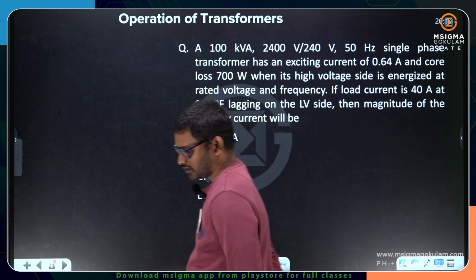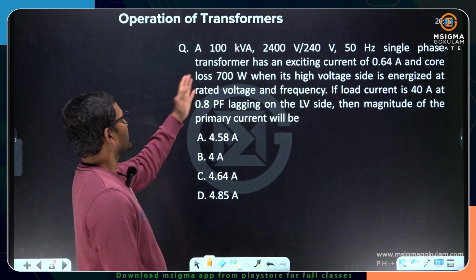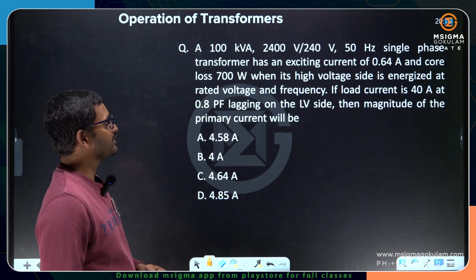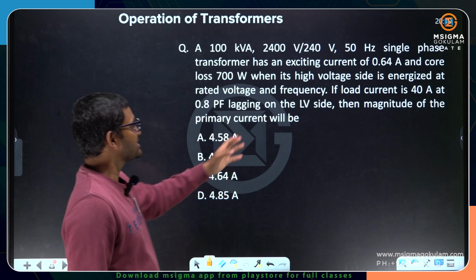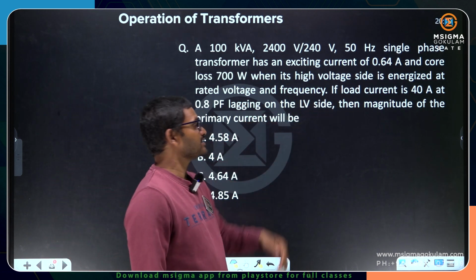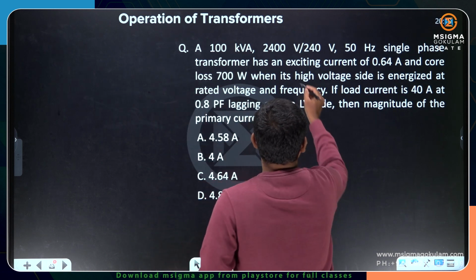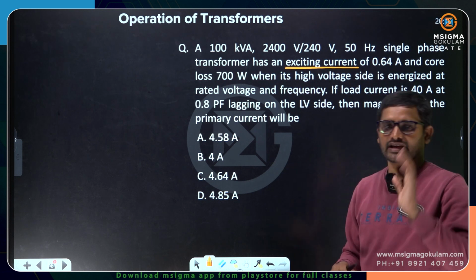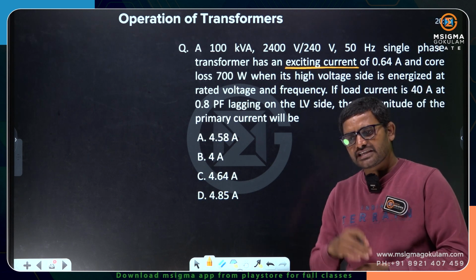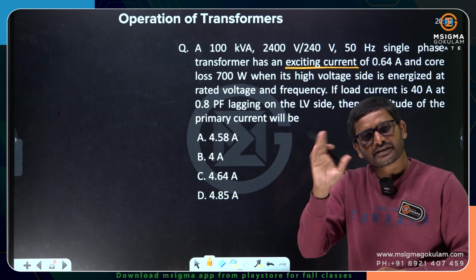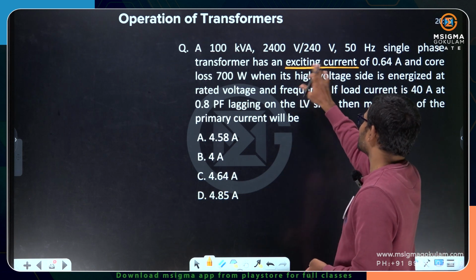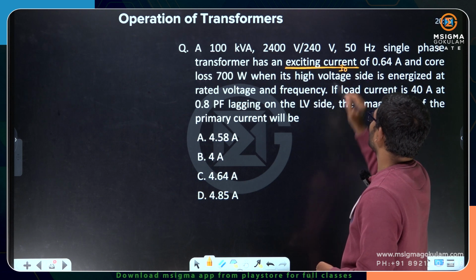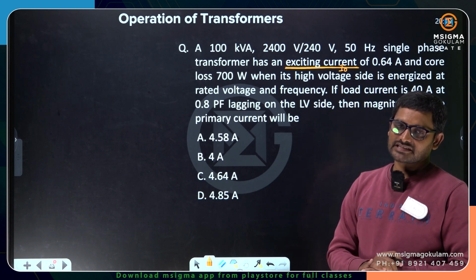Which is the rating of around 100 kVA. Okay, a 100 kVA 2400 by 240 volts 50 Hz single phase transformer has an exciting current of 0.64 amperes. Generally, if he has given exciting current, which means no load current, most of the times they will represent magnetizing current. Otherwise, if they don't represent it as magnetizing current, you just take it as no load current only. Exciting current means no load current, I naught. Don't take it as magnetizing current.